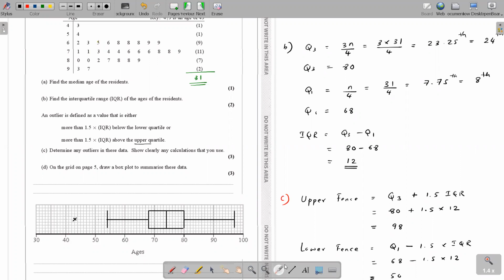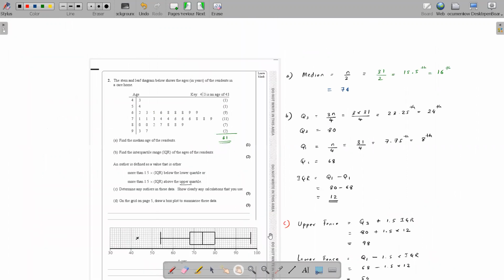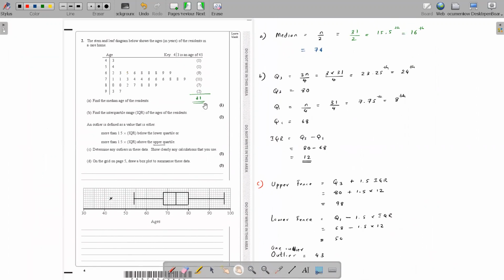Any questions about the box plot, children? Any questions that you want to ask about the box plot? Anything that you want to ask me? Please ask. Okay.